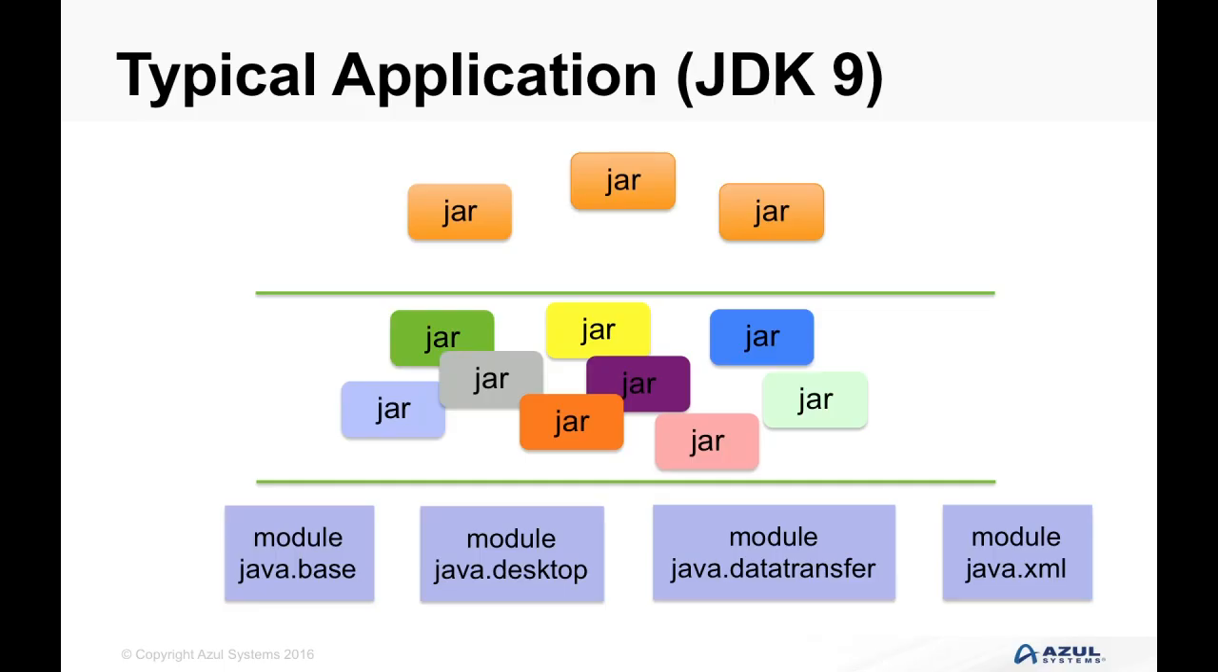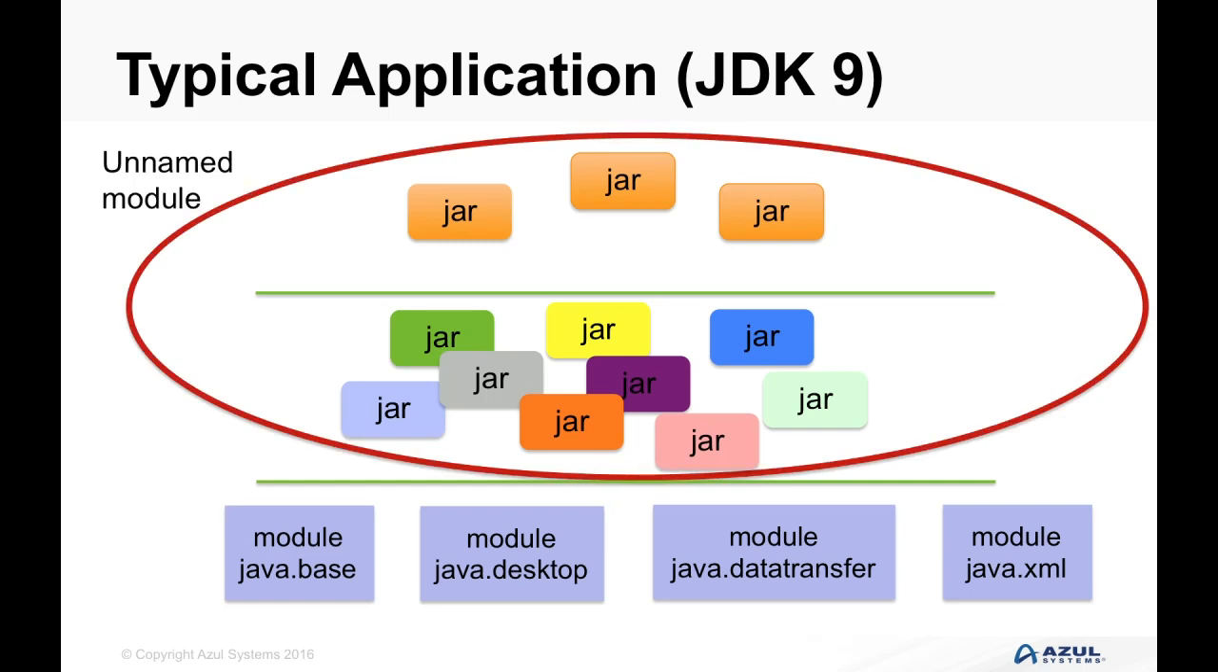Now, I've told you that you can make a module by adding a module-info.class file to your jar file, but it's a lot of work to have to take your jar files, unpack them all, add a module-info.class file, and repackage them. So to allow compatibility, there is what's called the unnamed module. And the unnamed module is essentially the class path. Any jar files that are on the class path become part of one unnamed module.